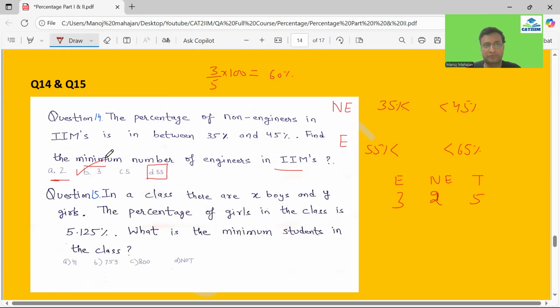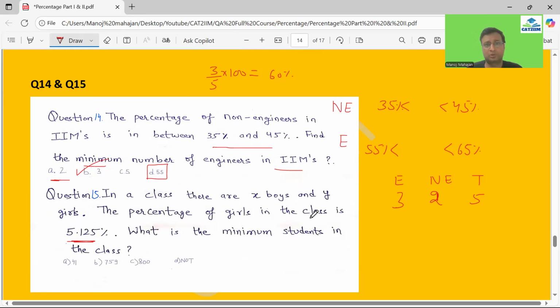Now let's have a quick look at question number 15, a wonderful problem. So there are X boys and Y girls. Percentage is fixed now. So what is the difference in these two questions? Over here, a range was given. Over here, a fixed percentage. So they're asking for the minimum students in the class, so the total strength they're talking about.